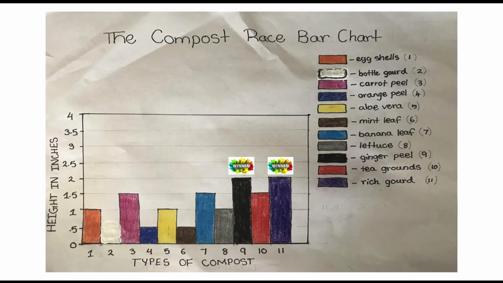This is my compost race bar chart. As you can see in the bar chart, below I have the types of compost, and on the side we have the height in inches. And to find which one is the winner, I saw which one was the tallest. And the height in inches, I saw that it was a tie for 2 inches. The winners were ginger peel and rich gourd peel, colored in black and purple. Hooray to those 2 composts.